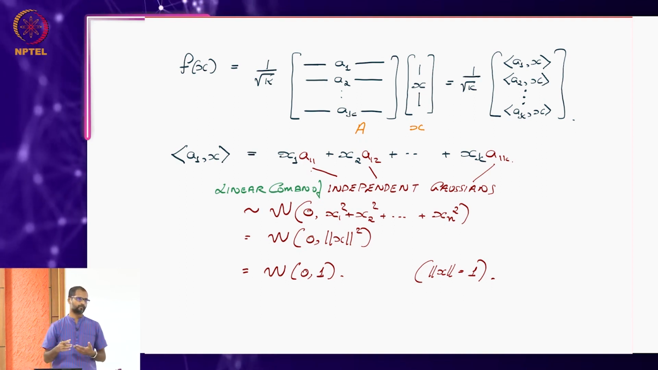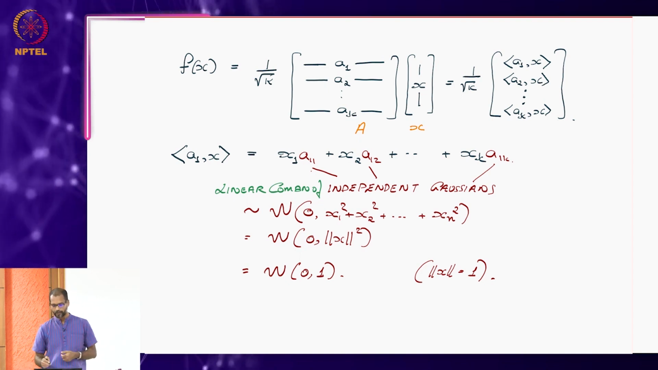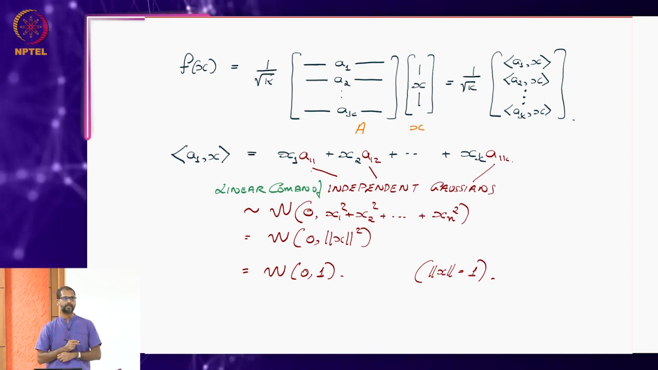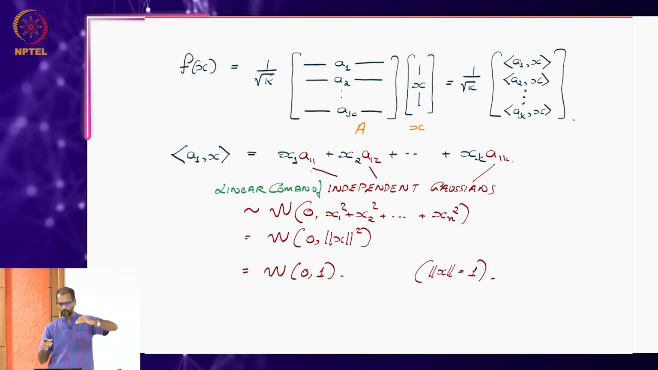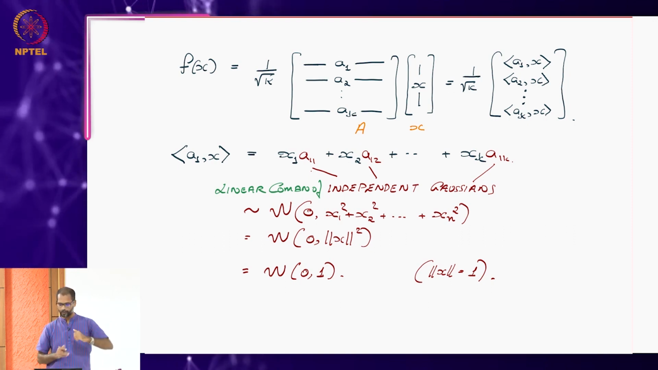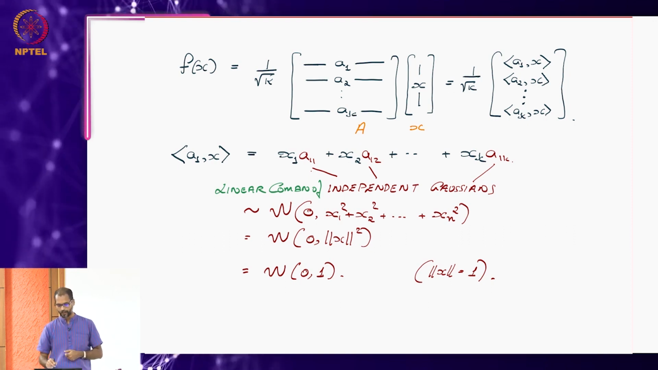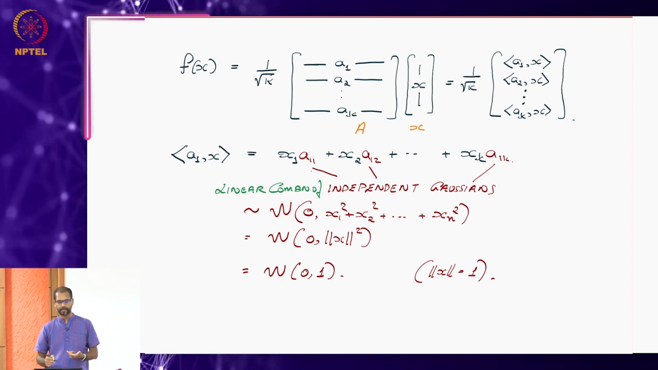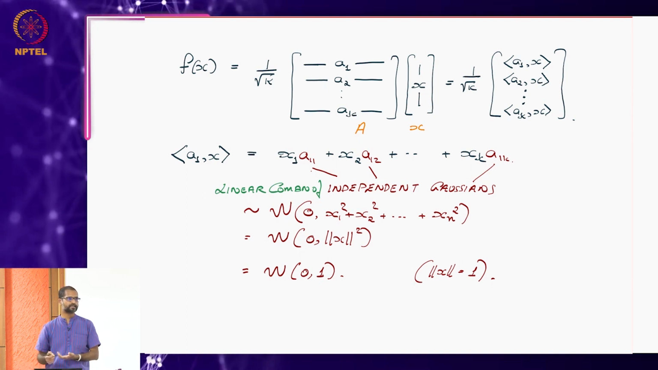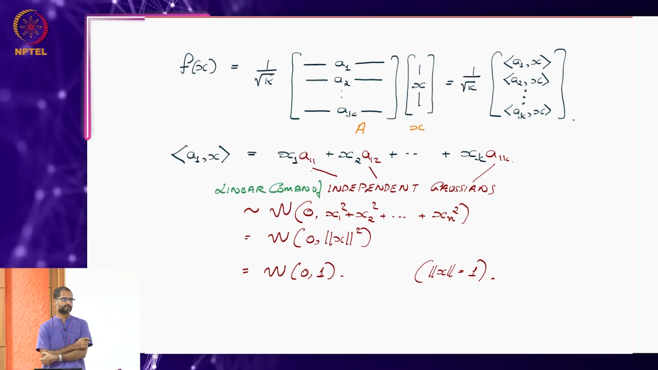We have multiple ways to view it. I will use the view wherein each entry of the result is treated as an inner product of a multiplication between a row of A and X. So, the first entry in the answer is going to be the first row of A, which is A1, inner product with X. The second entry in the answer is A2 inner product with X, and so on. The 1 by root k, I have not touched, the scale factor is as it is.